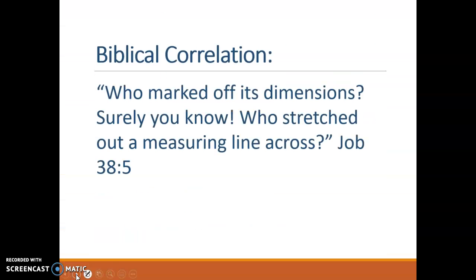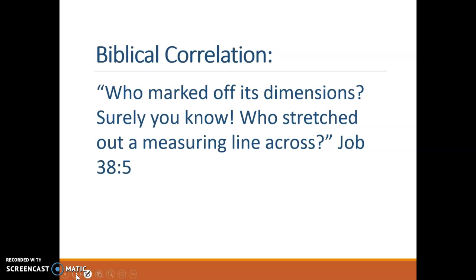Our biblical correlation from this unit comes from Job 38:5, where God says to Job, "Who marked off its dimensions? Surely you know. Who stretched out a measuring line across?" Job has been questioning God, and God finally says, "You didn't create the universe." Actually, he doesn't say that. He asks Job a bunch of questions. Who did this? And who did this? And did you do that? No, I was the one who did that.